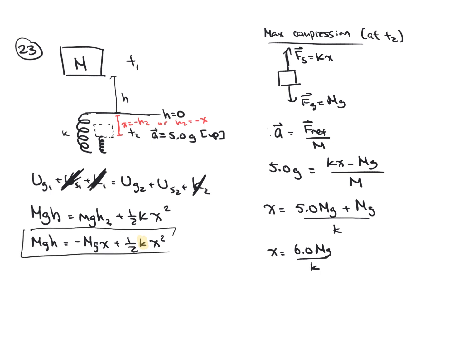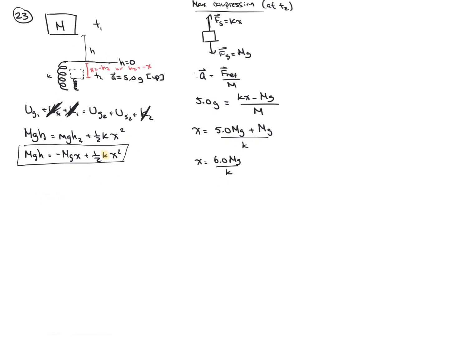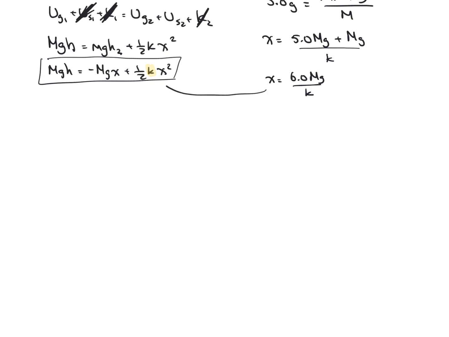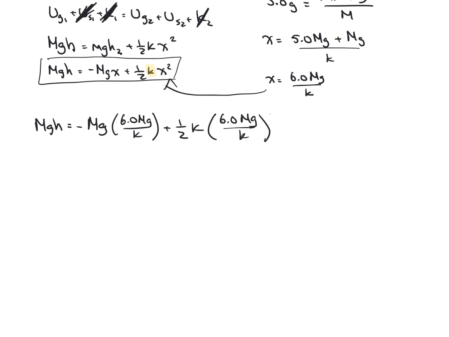So substitute it into this equation. We'll see where that leads. Okay, so sub it in to x. Okay, m, g, h. I have no idea what I'm doing, by the way. We're just going to try things. And then this will be 6 mg over k, half k, and then 6 mg over k squared. All right, let's do some simplifications. mgh equals negative 6 m squared g squared over k.